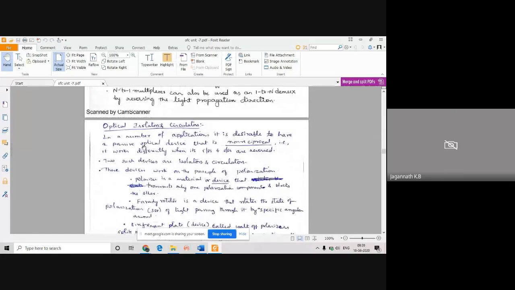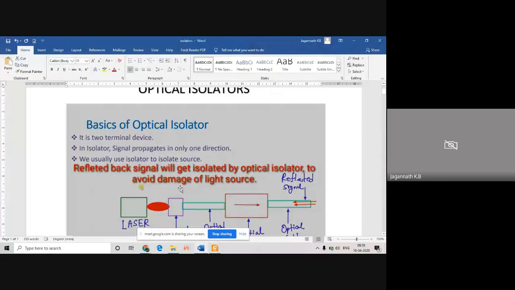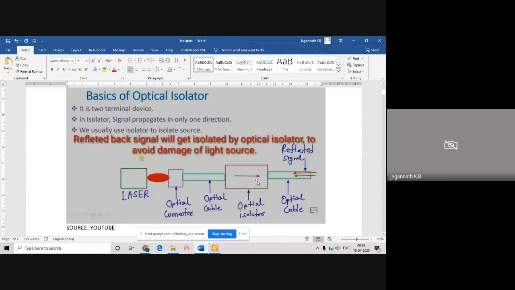See this. This is the optical isolator and circulator. Come back to this one. The optical isolator is a two-terminal device. You can see here there is a laser source and the optical connector which connects your light source to the optical fiber. There's the optical cable, and there will be an optical isolator which isolates your source and destination. It allows your data to move only in one direction. You can see this isolator signal propagates only in one direction. In the other direction, it blocks the data.